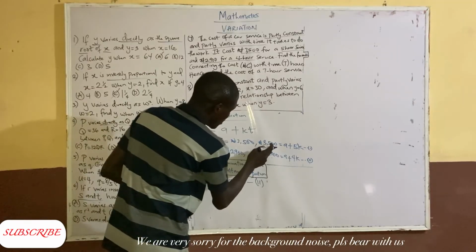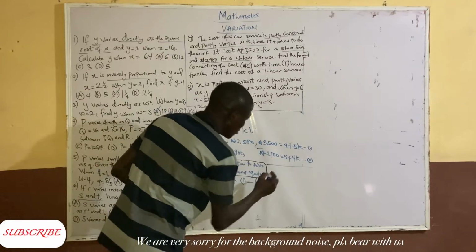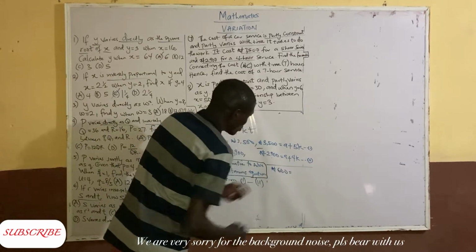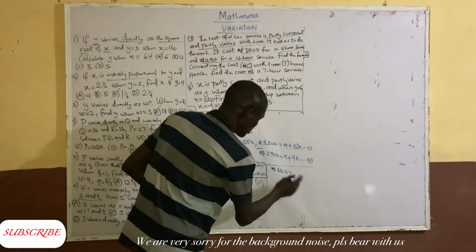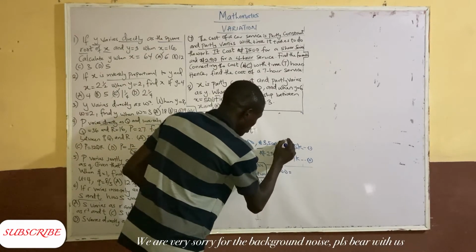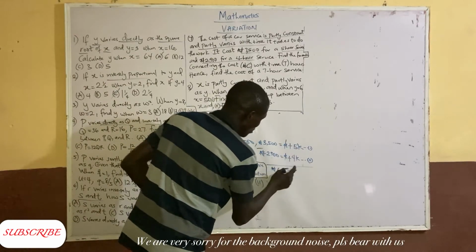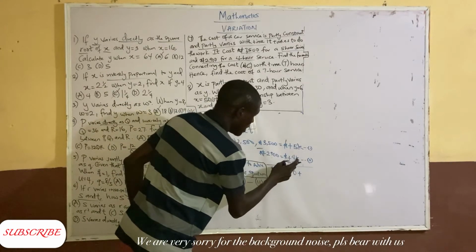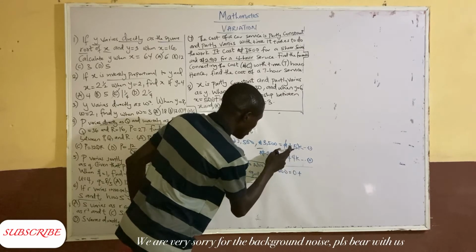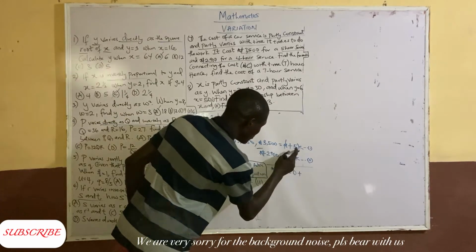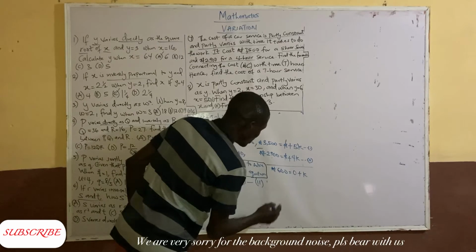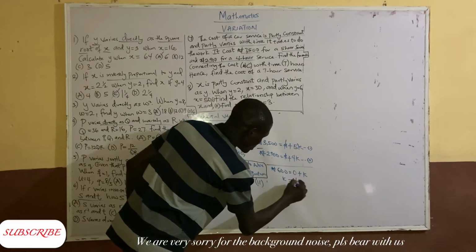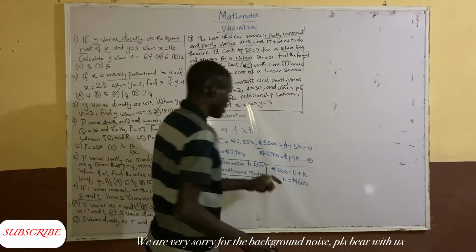So 3,500 minus 2,900, we have 600, equal to A minus A, which gives 0. So A will cancel A to give you 0. We have 0 plus 5K minus 4K, which gives 1K. Therefore, K is equal to 600 naira. So your K here is 600 naira.